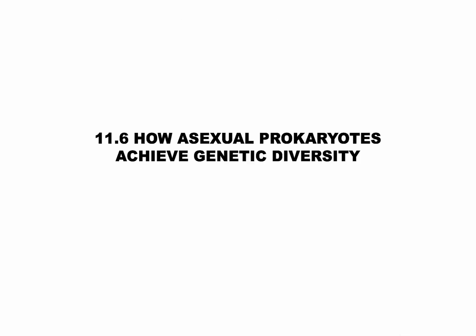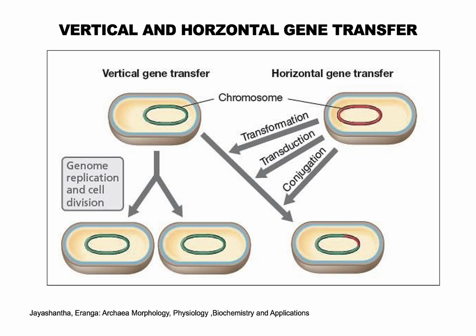In this section, we will compare the processes of transformation, transduction, and conjugation, and explain how asexual gene transfer contributes to the genetic diversity of prokaryotes. Additionally, we will understand the structure of transposons and discuss their implications for bacterial genetic diversity.